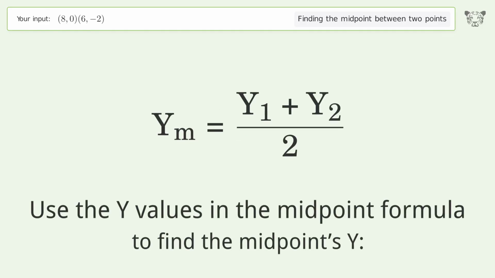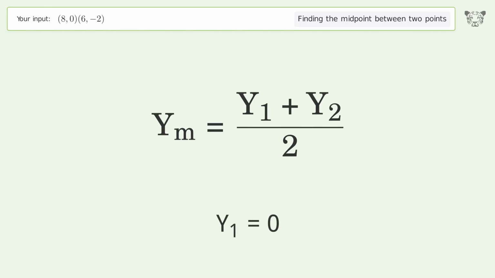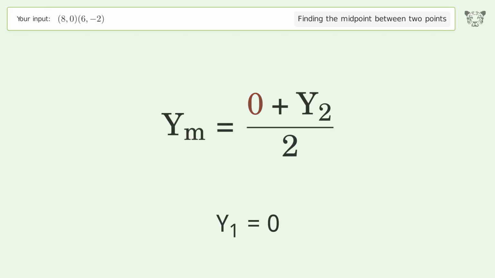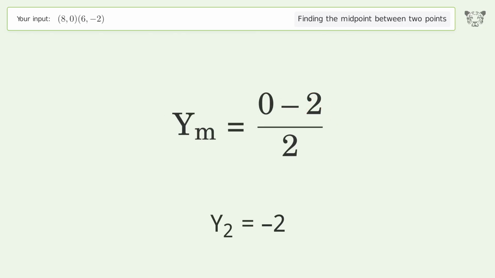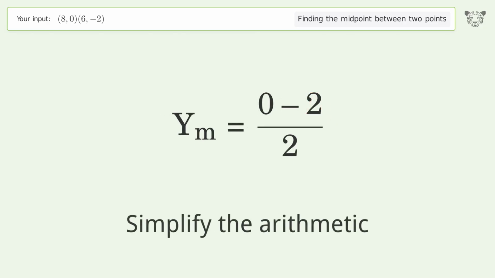Use the y values in the midpoint formula to find the midpoint's y. y1 equals 0. y2 equals -2. Simplify the arithmetic.